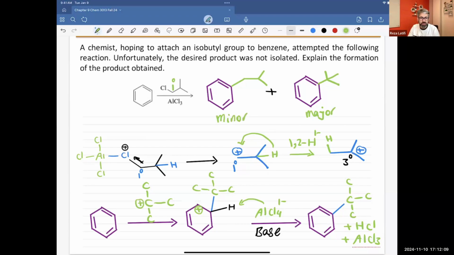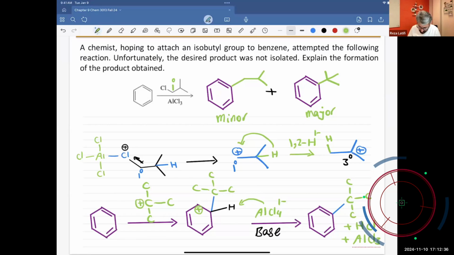So be careful. If there is a chance to turn a primary or secondary carbocation into a tertiary one, the reaction will follow that pathway, and it will try to create the most stable carbocation. Because tertiary is the most stable one, that's going to be the right electrophile, and it is the one that is going to attack the ring. So expect to get that one as the major product.